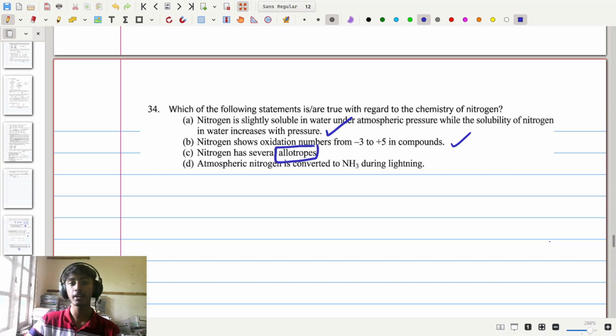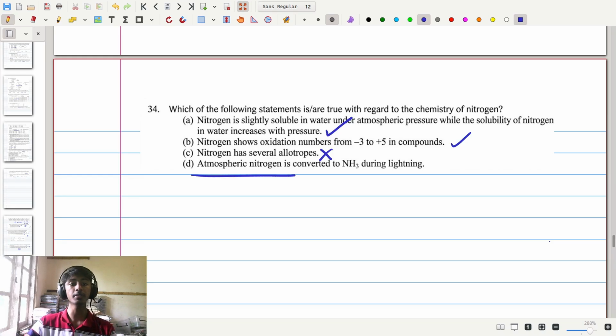Now an allotrope is an elemental form of that element, and according to that, since under normal atmospheric conditions, nitrogen only has one allotrope, the N2 gas that we have in the atmosphere, we can say it has only one allotrope and not several allotropes. So therefore statement C is incorrect.